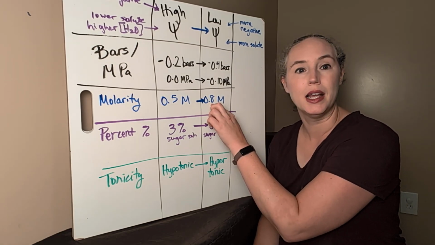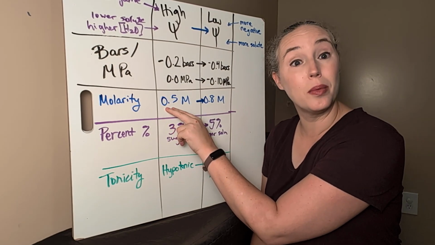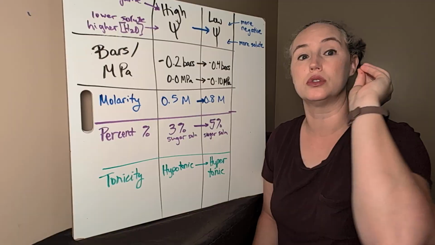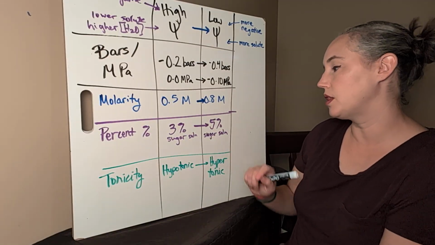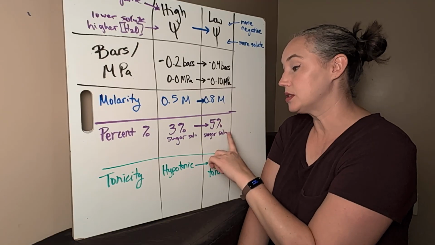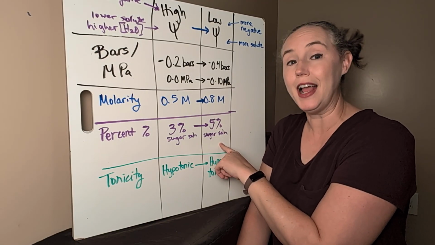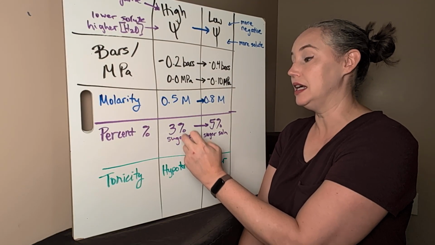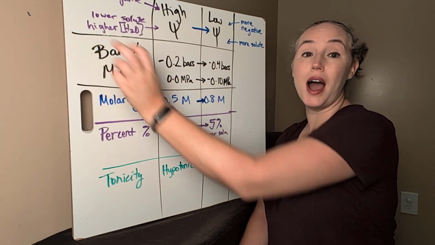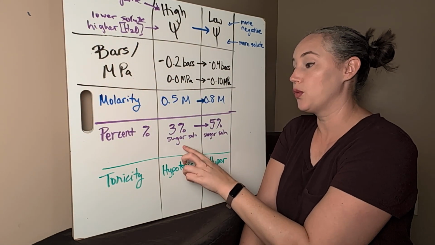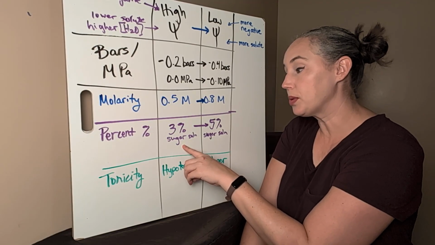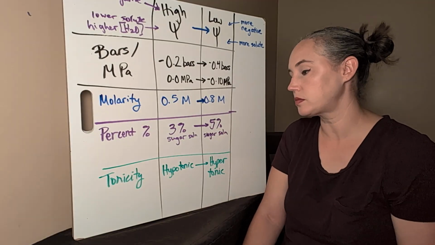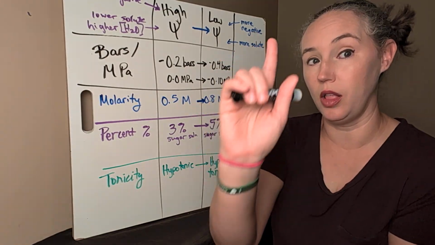Again, even though 0.8 is higher than 0.5, this is talking about solute, not water. And water is what's going to move from high water potential to low water potential. The same is true with a percent solution. A 5% sugar solution is more sugary and therefore less watery than a 3% sugar solution. It has less solute and a higher water concentration. So water will move from an area where it's 3% solute to an area where it's higher solute, not higher water, lower water.